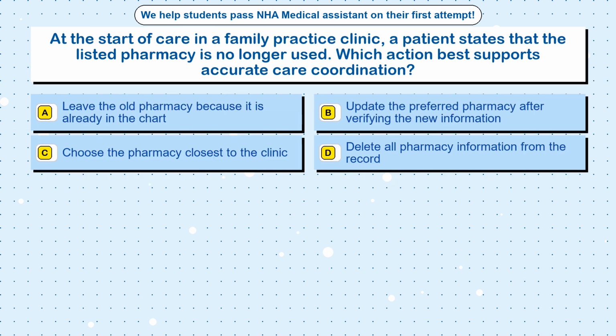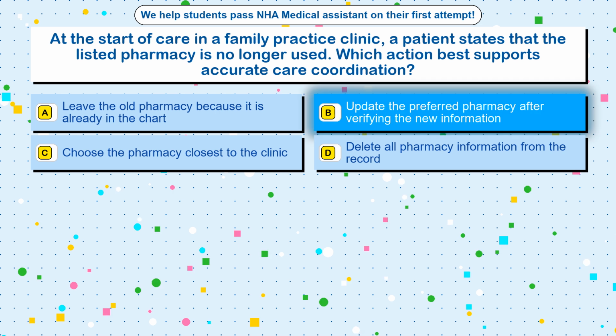Question 14. At the start of care in a family practice clinic, a patient states that the listed pharmacy is no longer used. Which action best supports accurate care coordination? Option A, leave the old pharmacy because it is already in the chart. Option B, update the preferred pharmacy after verifying the new information. Option C, choose the pharmacy closest to the clinic. Option D, delete all pharmacy information from the record. The correct answer is option B.